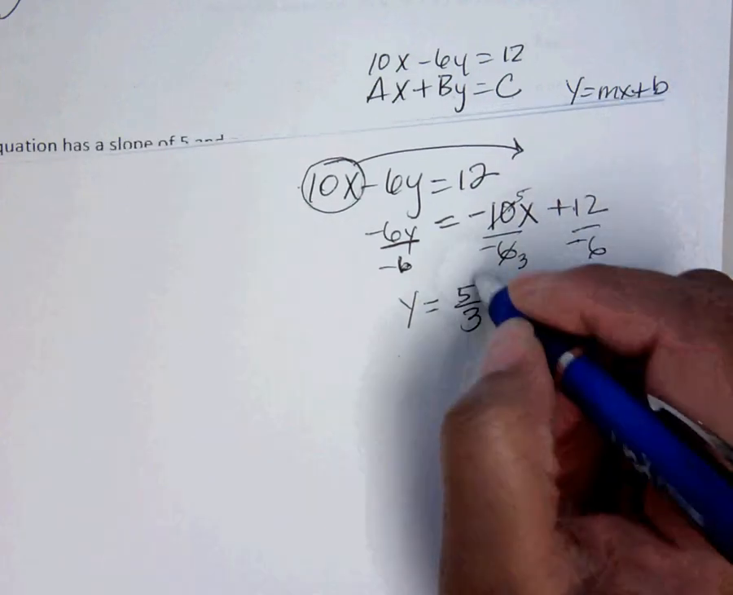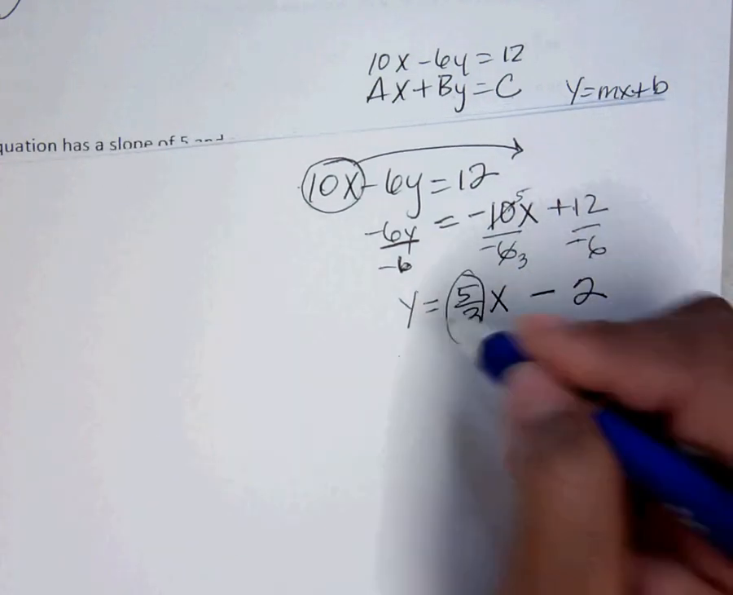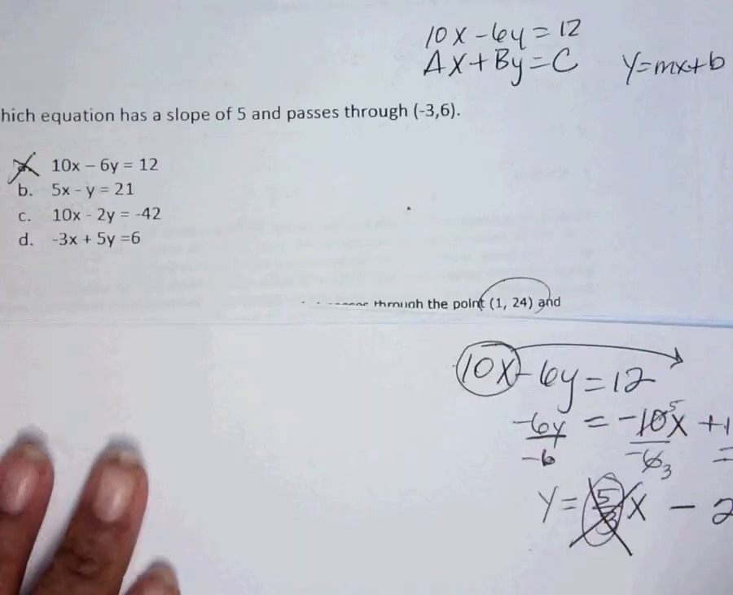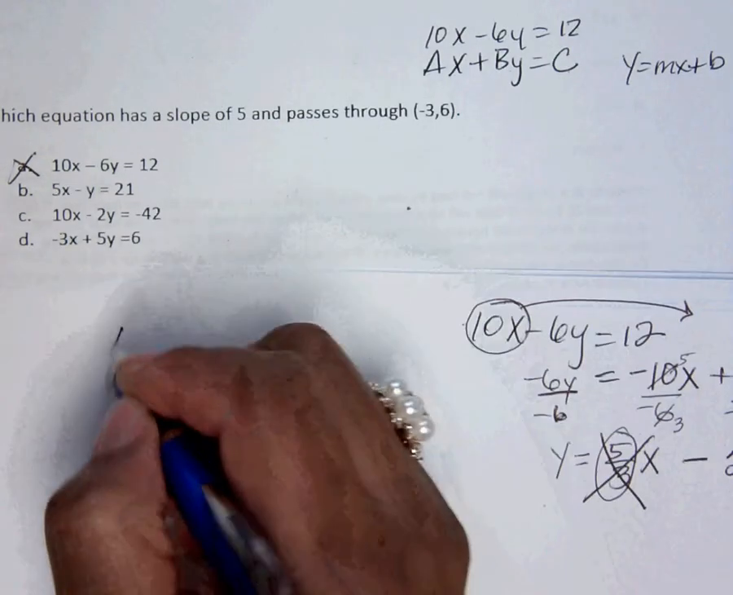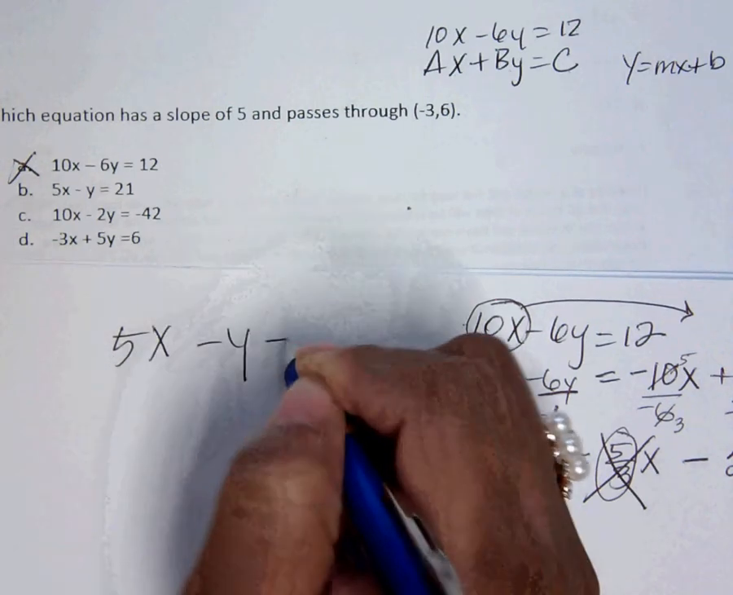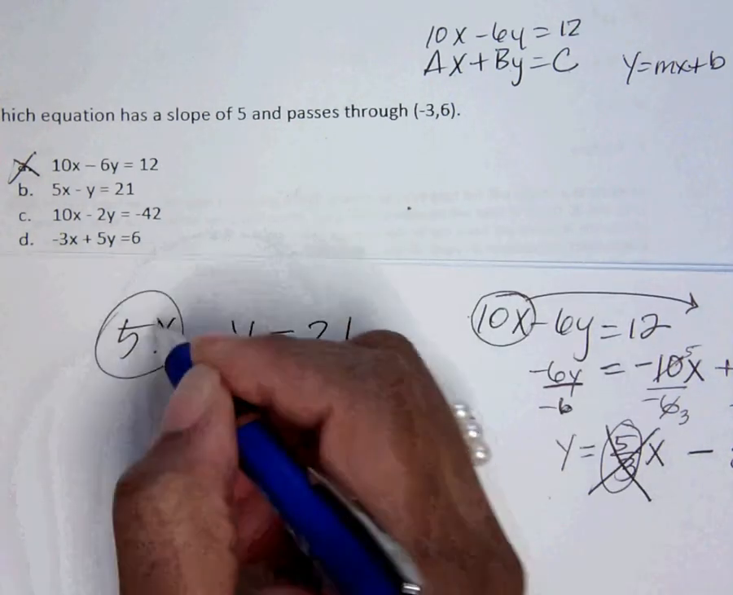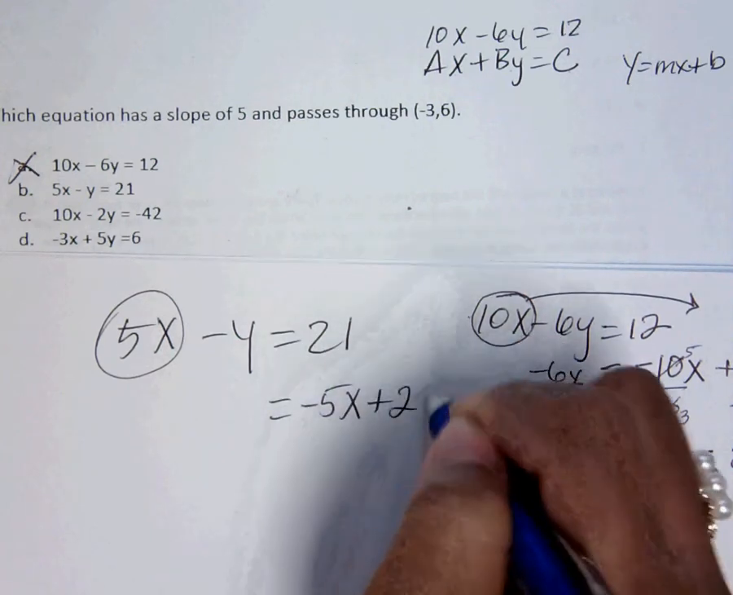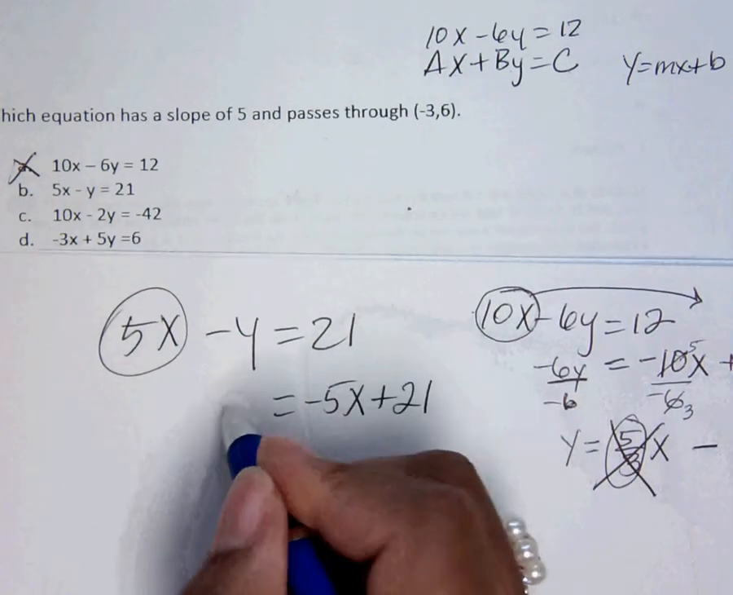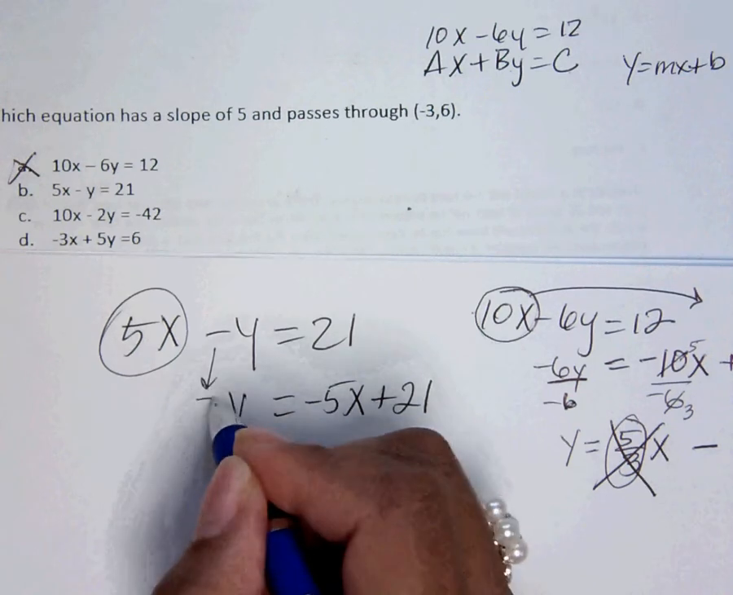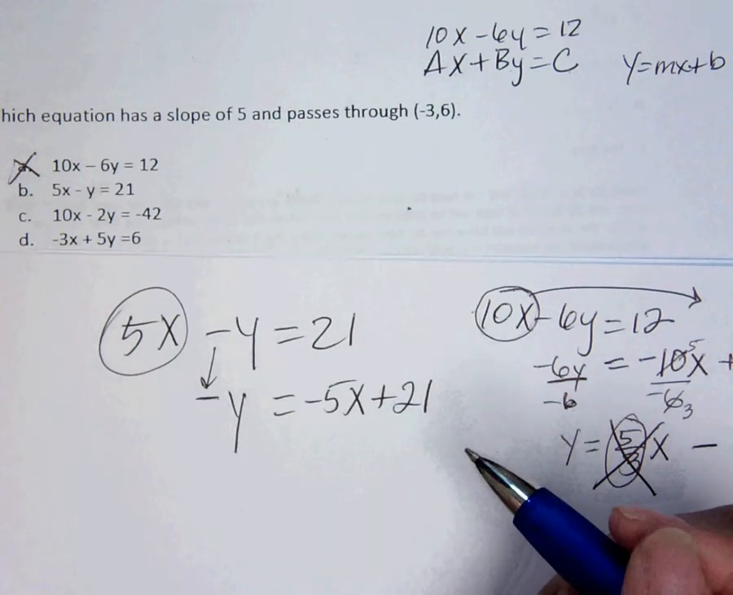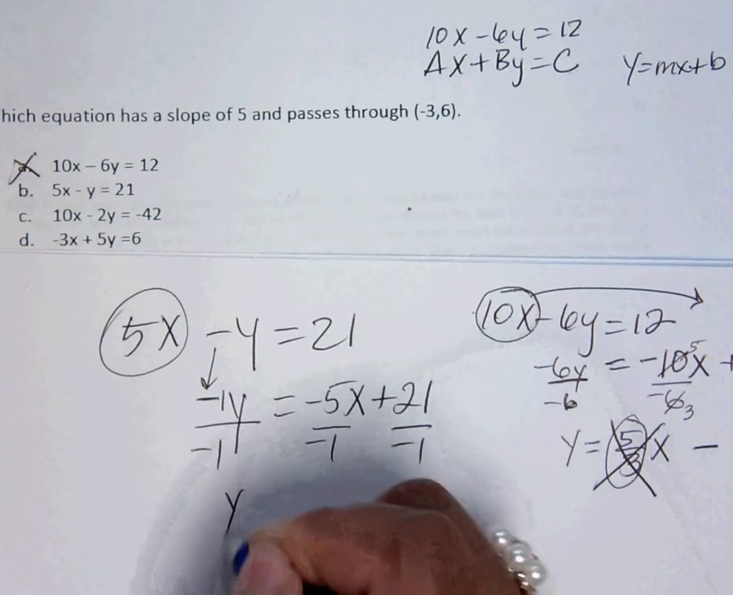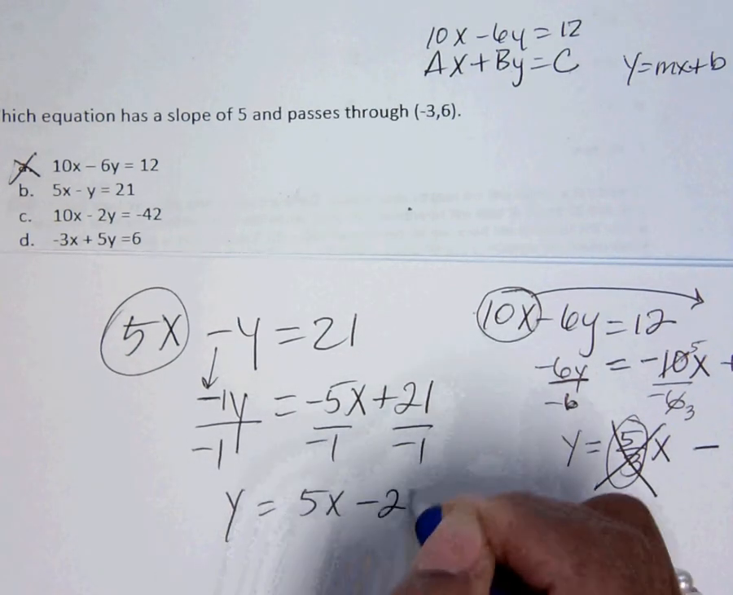Well, the slope is not 5. So that is not the answer I want. A is not the answer I want. Let's try B. So the x term is added here, which means it will be subtracted over there. Positive 21, so plus 21. Be careful, you have to bring down the negative sign, which means -1. So we're dividing by -1, y equals 5x minus 21.